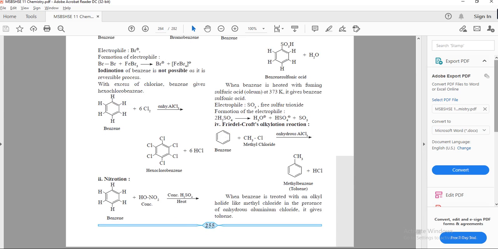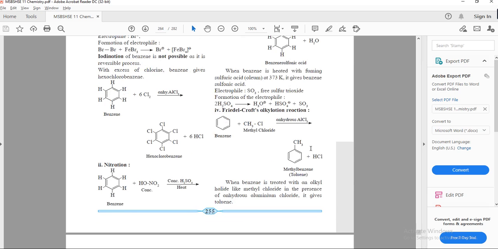Now the most important and last substitution reactions are Friedel-Crafts alkylation and Friedel-Crafts acylation. These are name reactions. In the benzene ring, when we want to add an alkyl group, to form an alkyl benzene, ethyl benzene, methyl benzene, or any R group, benzene is reacted with methyl chloride or alkyl chloride in the presence of anhydrous AlCl3, generating an alkyl benzene and HCl.